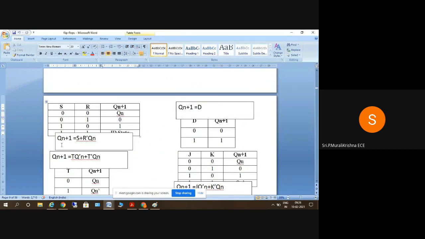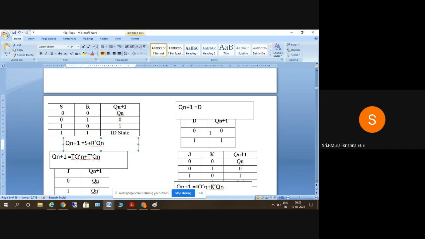Okay, so these are the truth tables here. This is the truth table of the SR flip flop. For 0 0, it's Q of N. For 0 1, it's a 0. For 1 0, it's a 1, and for 1 1, it is an indeterminate state here. The equation for this one is Q of N plus 1, that is Q of T plus 1 or N plus 1, is equal to S plus R bar Q.